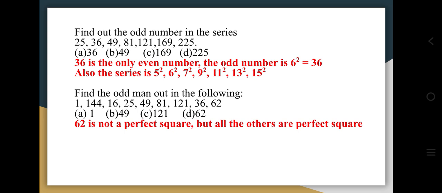Find the odd one out in the following: 1, 144, 16, 25, 49, 81, 121, 36, 62. So here also all the given numbers are perfect squares except 62. So 62 is the odd man out.